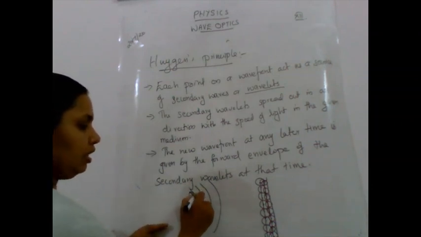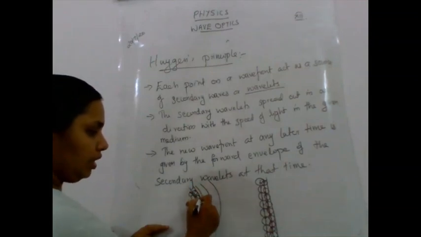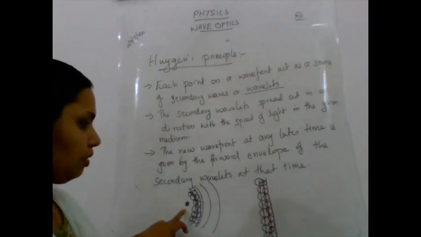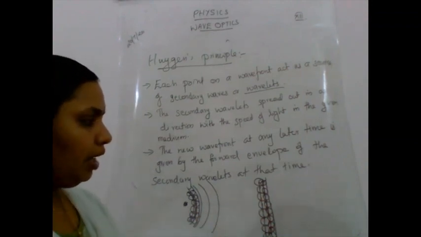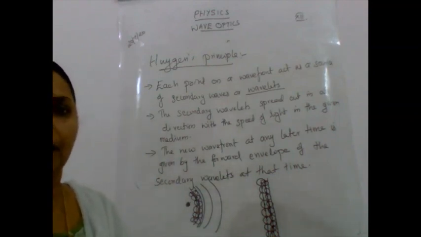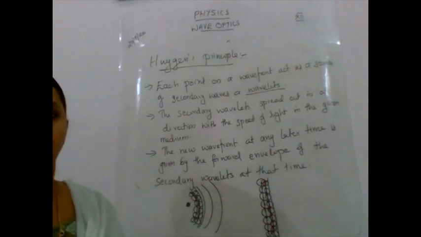Then all the points will be there. Wavelets will be produced, and joining the tangent, we will get the next wavefront. Okay, so this is from a point source and this is from a plane source or the linear source. So that is the propagation and Huygens principle. So write this and study this carefully.